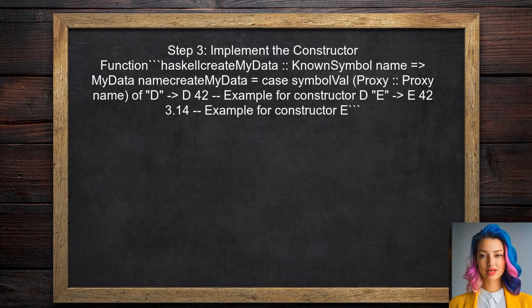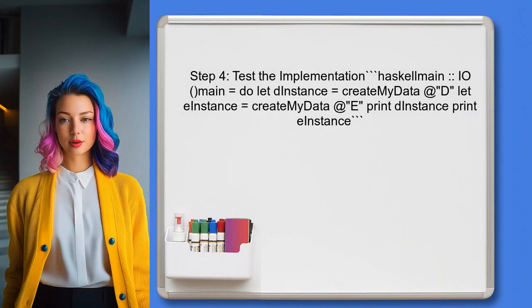Now, the user can implement a function that constructs the data type based on the constructor name. This function will check the name and provide the appropriate number of arguments. Finally, the user can test their implementation by creating instances of their data type using the defined constructors. This will demonstrate how the number of arguments changes based on the constructor name.